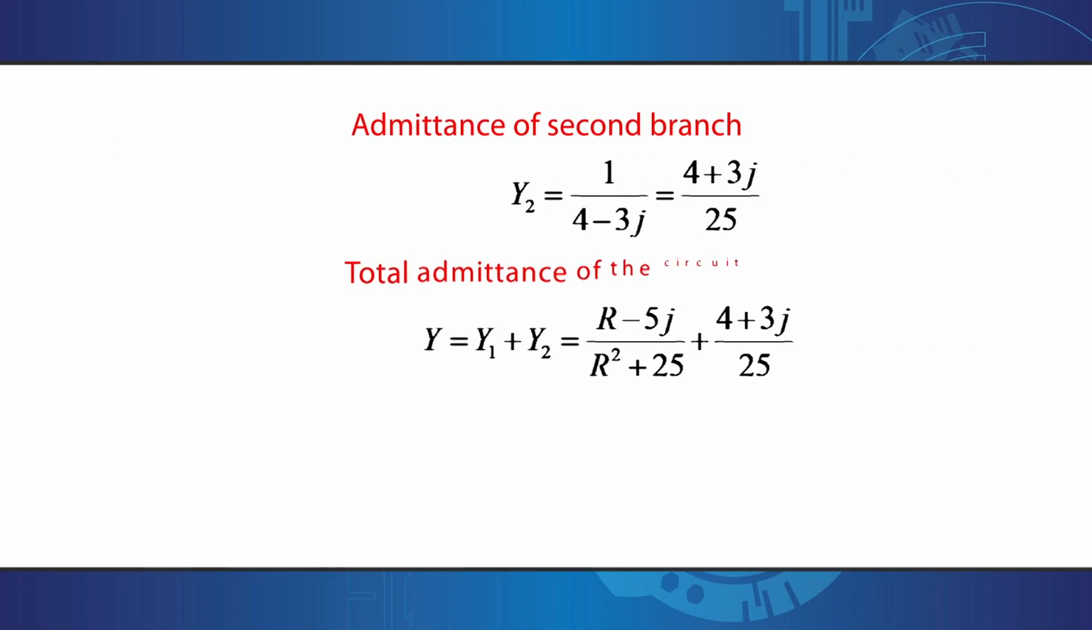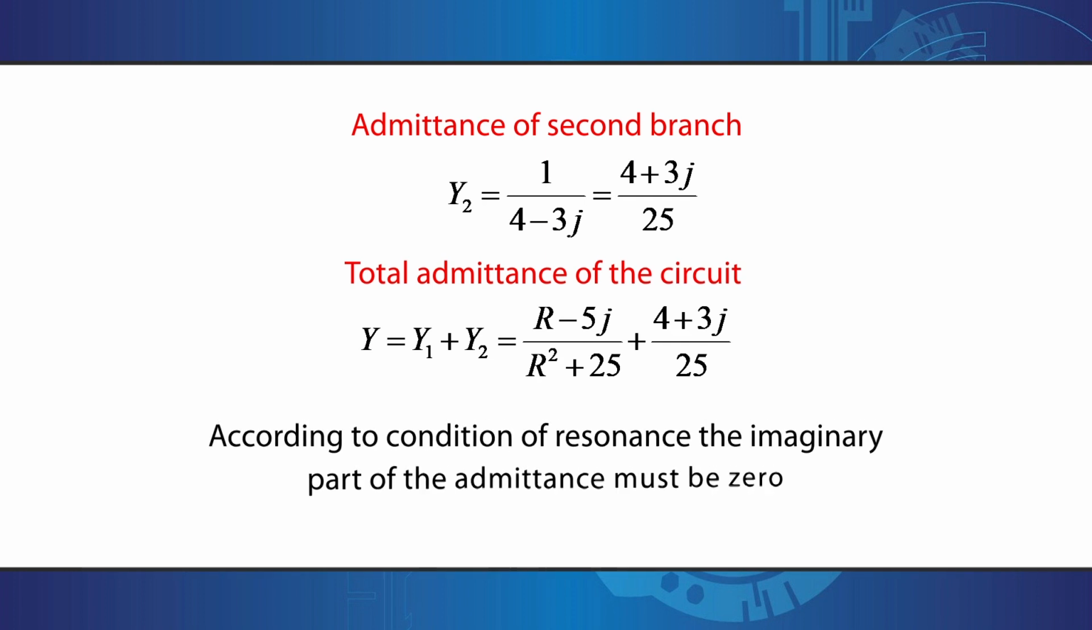Similarly, you can write admittance of second branch as Y2, which is 1 upon 4 minus 3j. You multiply it by 4 plus 3j in numerator and denominator. So this Y2 can be written as 4 plus 3j upon 25. Now because it is a parallel circuit, if you want to calculate the equivalent admittance, admittance of the two branches can be added directly. So Y can be written as Y1 plus Y2.